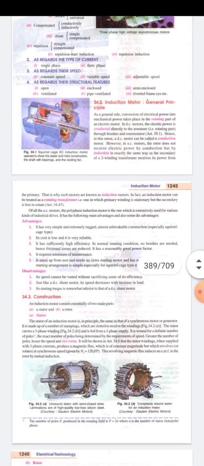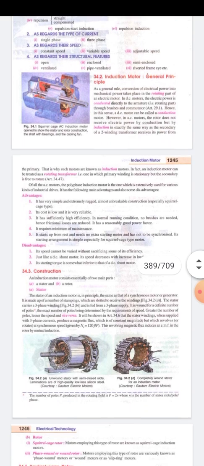And as regards their structural features, they are of open, enclosed, semi enclosed, ventilated, pipe ventilated and riveted frame type. Induction motor general principle.